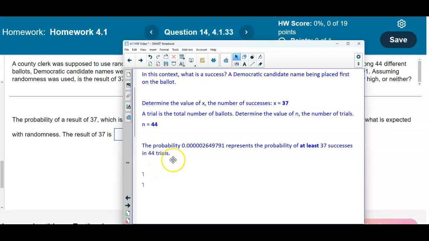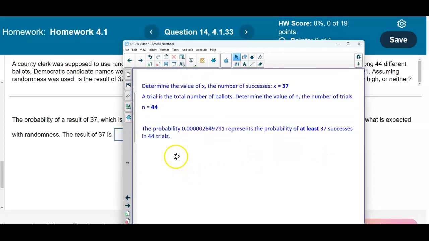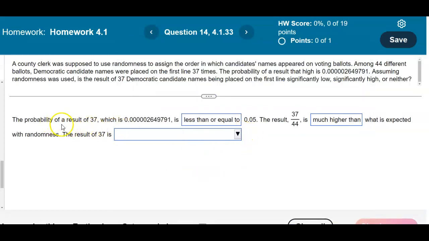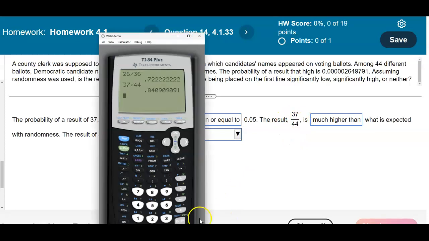Now, if we take a look at the probability 0.0000026499791, this represents the probability of at least 37 successes in 44 trials. And this probability is less than or equal to 0.05. So to answer the first question, it asks about the probability of the result of 37. If we compare this number to 0.05, it is less than 0.05.